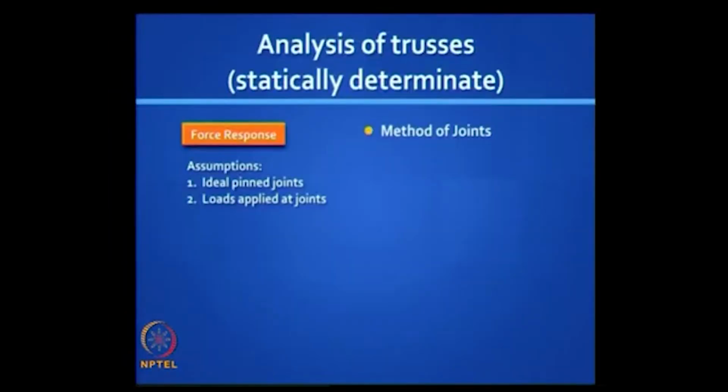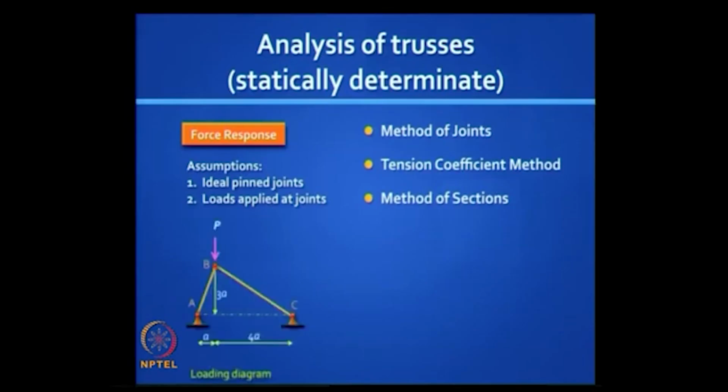And you are familiar with this. There is a conventional method of joints, and there is a tension coefficient method, which is a generalized method of joints, which can handle any type of statically determinate truss with any loading. Then you have the method of sections, which should be intelligently applied to save time.